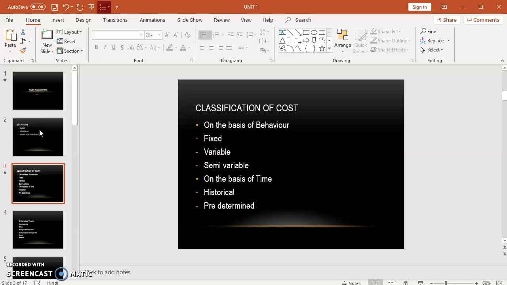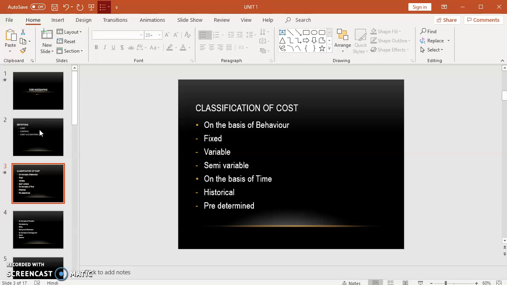So if you are using additional internet service, if you are texting more, if you are making calls more, depending upon that, the charges will increase, but for a certain level, the charges are fixed. So that is semi-variable. Now, on the basis of time, there are two types.